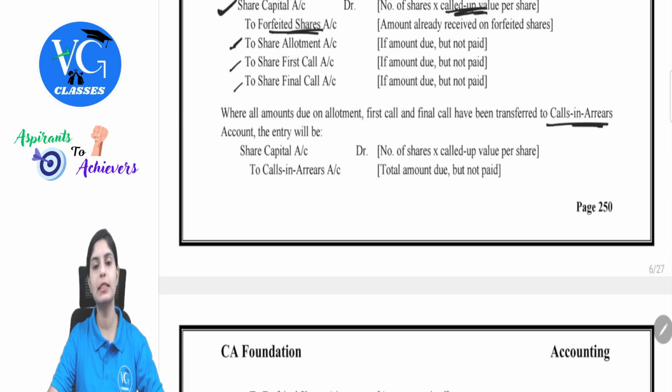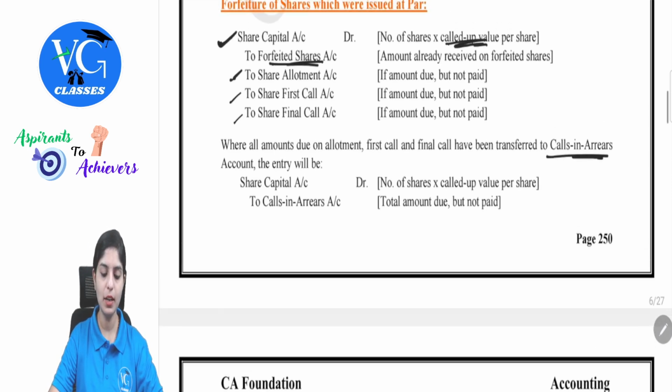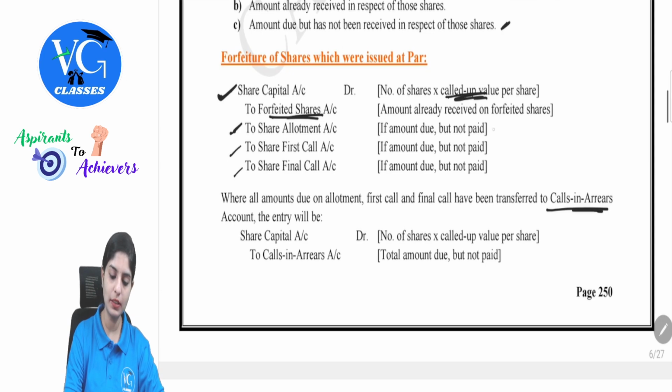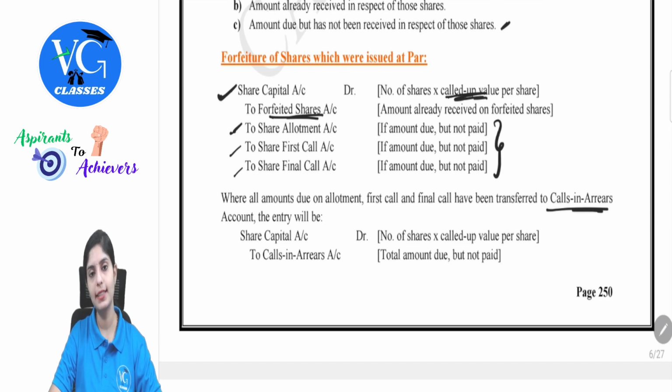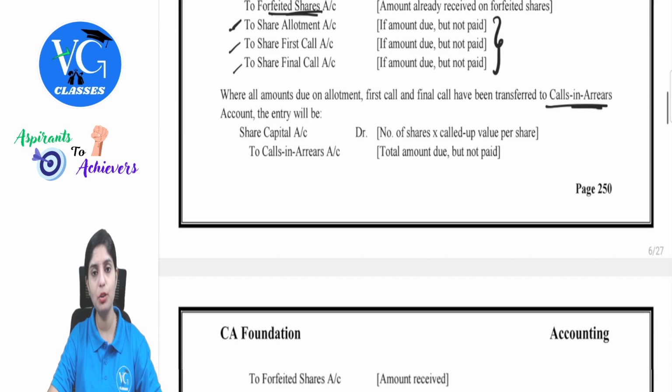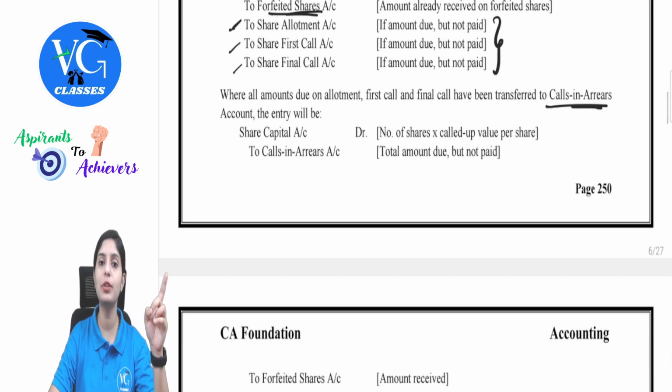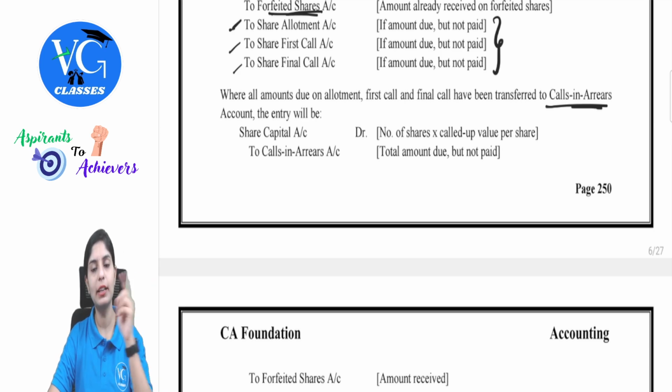arrears. Now this time the entry would be, see here what happened, we were just keeping the same accounts due, so we are cancelling out the same accounts. So there could be a situation where you have transferred this due elements to calls in arrears because the entire thing is not outstanding. So then the entry will be share capital account debit to calls in arrears. Remember, calls in arrears we would have debited because it is a receivable. So while it is received, we would cancel it out.